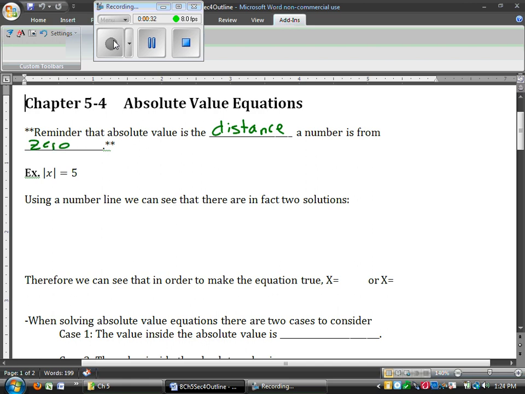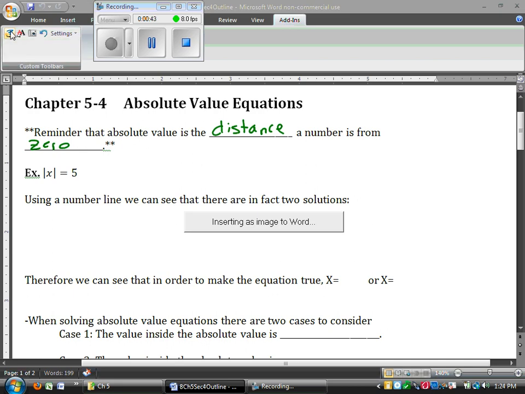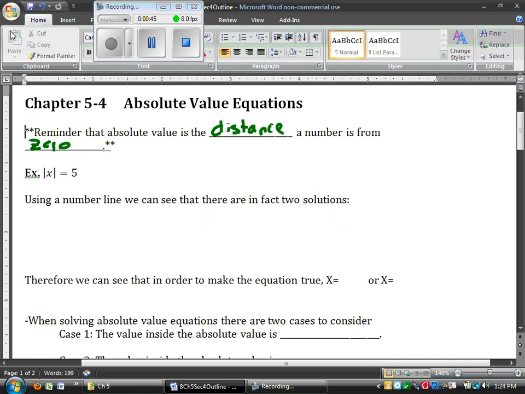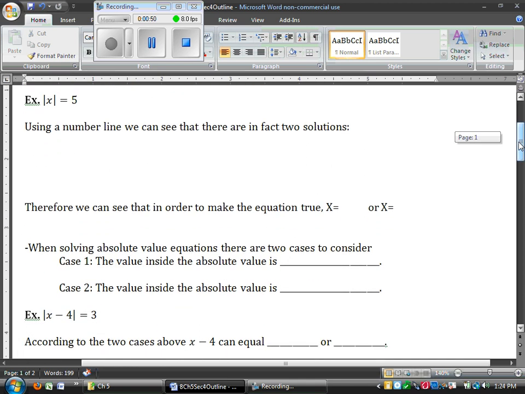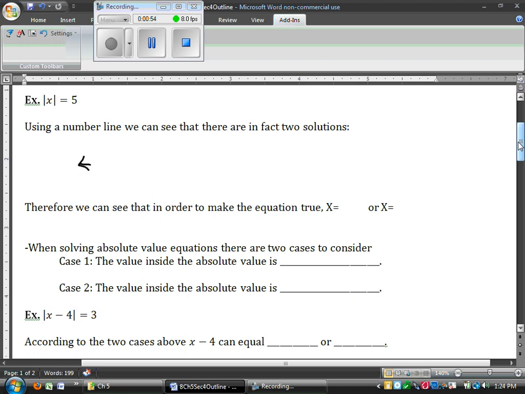Since it's a distance, it can never be negative. Absolute value is always positive. So the easier way to remember absolute value is to remember that it always makes a number positive. If we take a look at this first example, where we have the absolute value of x is equal to 5, let's take a look at a number line and see what numbers we can plug in for x to make this true.